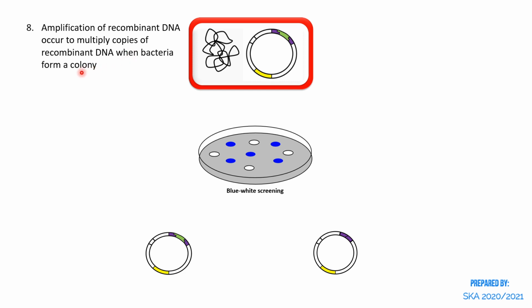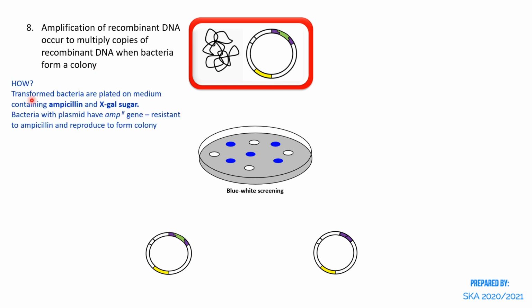How can this bacteria form a colony? Okay, these bacteria are plated on medium. For example, this petri dish consists of a medium of ampicillin and also agar. Ampicillin is an example of an antibiotic. Bacteria with plasmid have the ampicillin resistant gene. So look at this yellow color of plasmid. The yellow part is the ampicillin resistant gene. Ampicillin resistant gene means that this gene is resistant towards ampicillin.